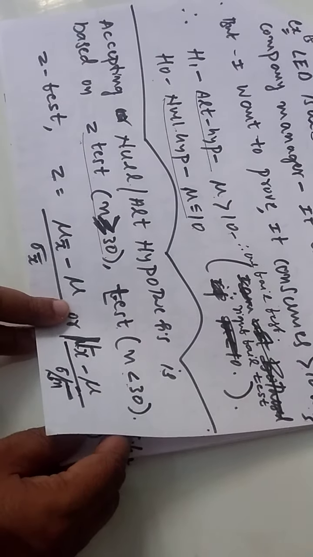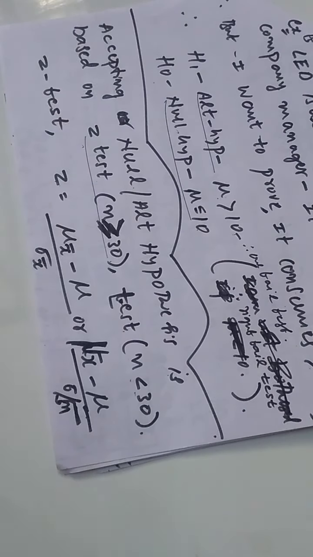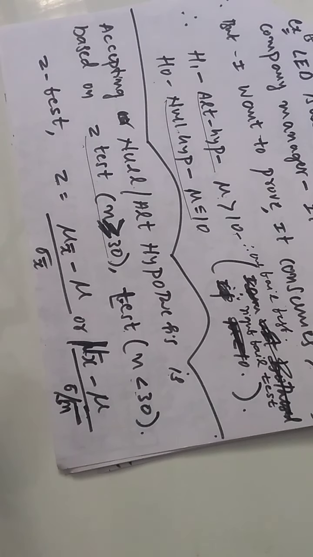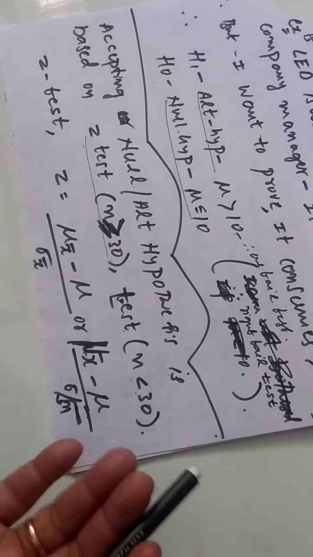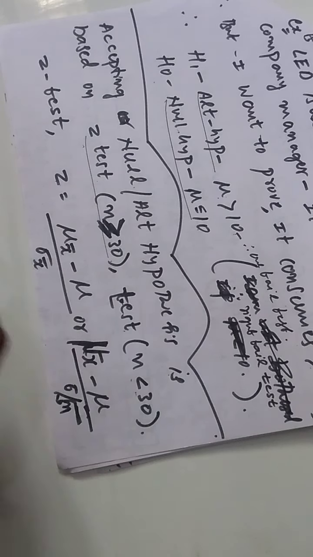Continuing the previous lecture, I was talking about null hypothesis and alternative hypothesis. Accepting the null hypothesis or alternative hypothesis is based on the test, namely z-test and t-test. Z-test is used when the sample size is greater than or equal to 30. This t-test is used when n, that is the sample size, is less than 30.